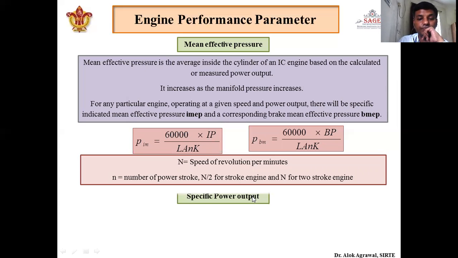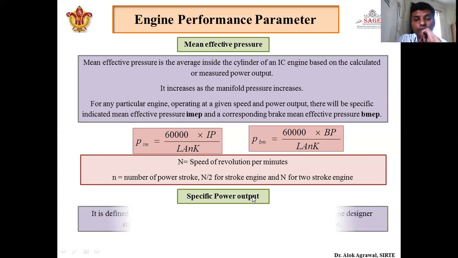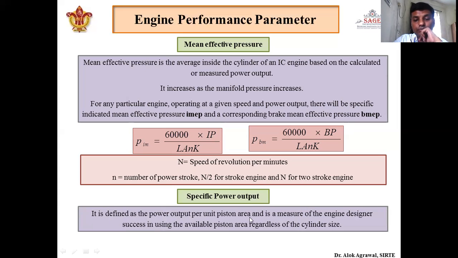And the last one is the specific power output. It is defined as the power output per unit piston area. It is a measure of the efficiency of the design engineer, how effectively the design engineer is using the available space. It means that if the specific power output is more, then more power is delivered with less area of piston. That is beneficial because space requirement is less and power output is more. Mathematically, specific power output is equal to the ratio of brake power upon area.